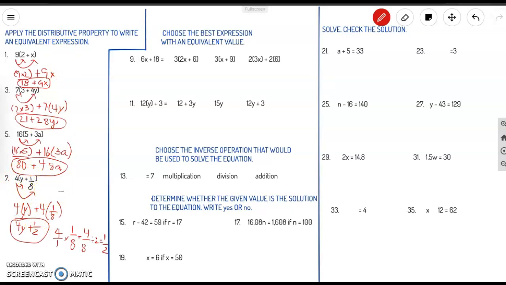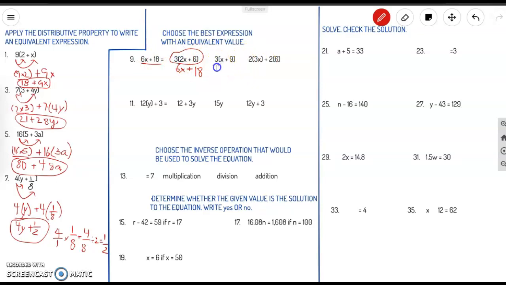Alright, so let's move on to our next section. Choose the best expression with an equivalent value. So we're looking at this. 6x plus 18 equals A, B, or C. Well, let's go ahead and simplify these to see which one matches this one. So 3 times 2x is 6x plus 3 times 6 is 18. So we got lucky, first try. So this is our answer, but let's go ahead and simplify these as well just for additional practice.